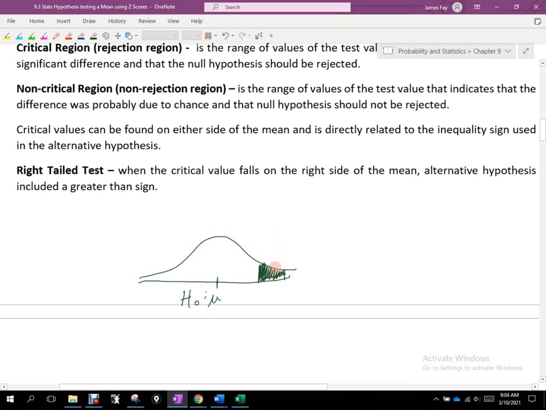If I run through the calculation, we'll find a z-score. We're going to standardize a score here in a little bit. If my data lands over here, that tells me that my sample mean was far enough away from the hypothesized mean that it would lead me to reject this as the actual population mean. So in a right-tailed test, we're looking at an area to the right of our mean. And that was a greater than sign.